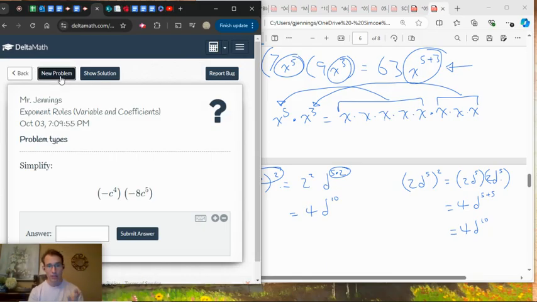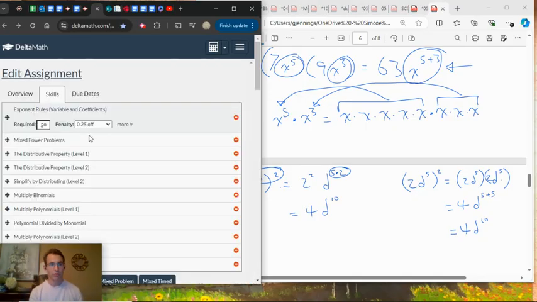Are there other problem types? Yeah, this one is positive 8c to the 9. This one is 8s to the 6. That's s to the 5 times s to the 1. Don't forget that little s to the 1, it also counts. Okay, this one here is positive 35p to the 7. Okay, so you want to have those very fast.